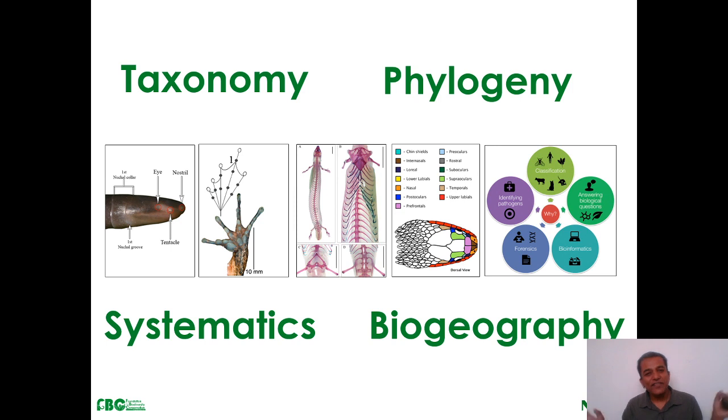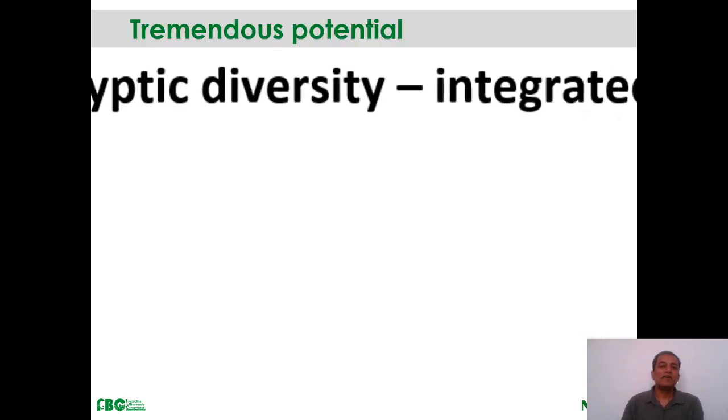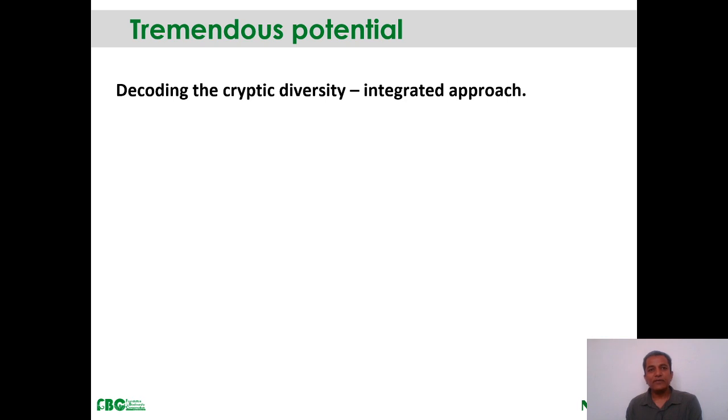Okay, see, what are the contributions you can make towards phylogeny, systematics, biogeography, and all those things? I'm just trying to put certain thoughts here. First thing, what are the potentials? One is decoding the cryptic diversity. What is cryptic diversity? There are quite a lot of species which look similar, but they are something else. They are different. We are trying to understand that. And how can we do that?